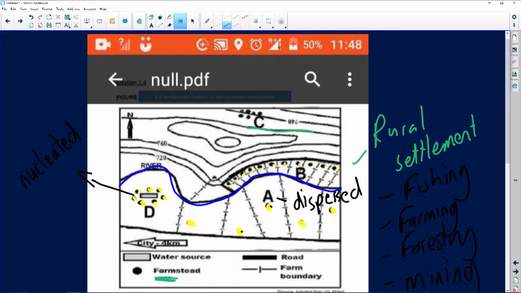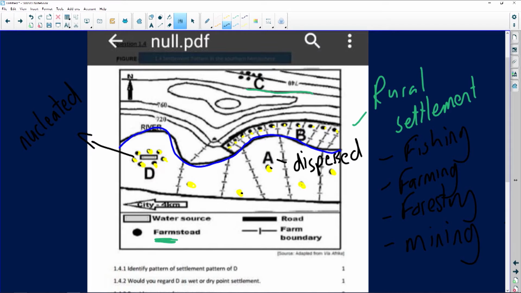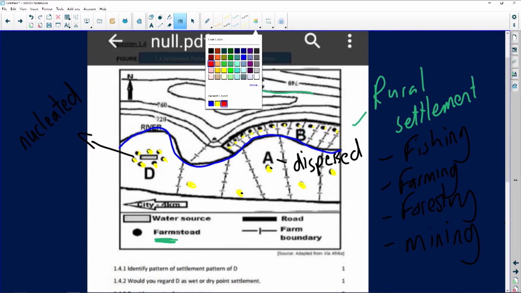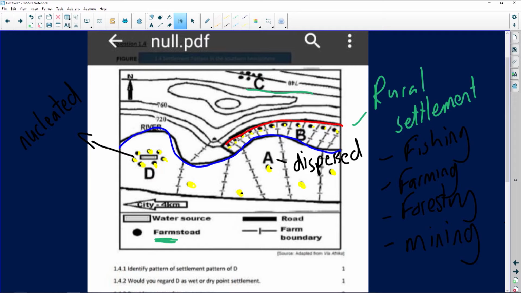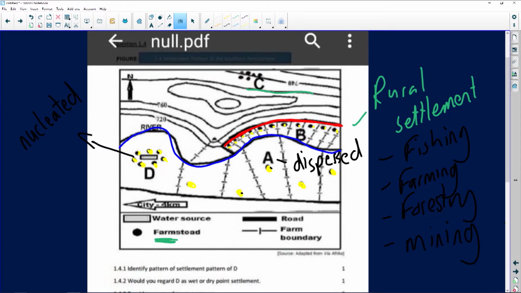So let's go back to the diagram quickly. So definitely if we look at A and B, they have access to the river. But more importantly, if we go to letter B, there's a road. Now keep in mind, I just want to use the red pen over here. There's a road. Now if you look at these farms, they are situated in a linear pattern. What's a linear pattern? All in a row. Now linear patterns usually develop next to rivers, as you can see on the diagram, or next to a road.